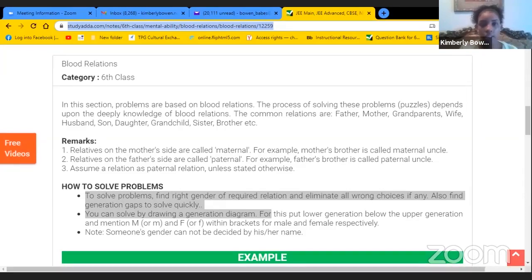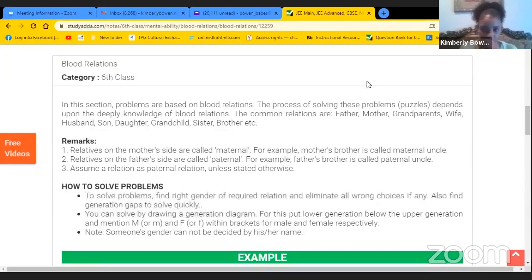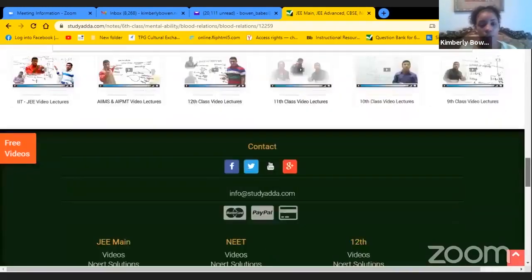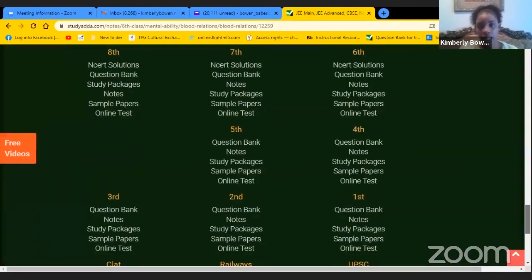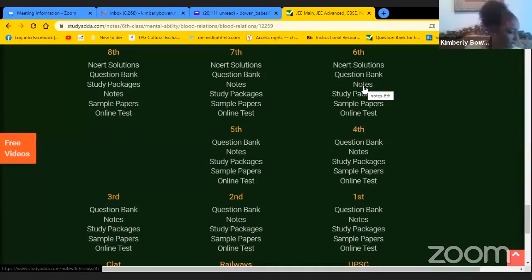All right. You should be seeing the study at our website on the screen. So that was the notes there. To access the notes, all you have to do is scroll to the bottom of the web page. Under 6, click on notes, and then you look for the different topic areas that you're interested in.